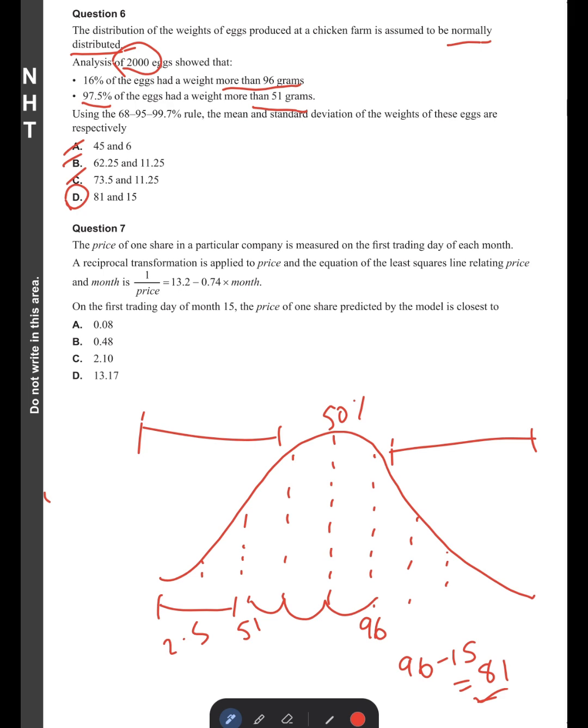The price of one share in a particular company is measured on the first trading day of each month.